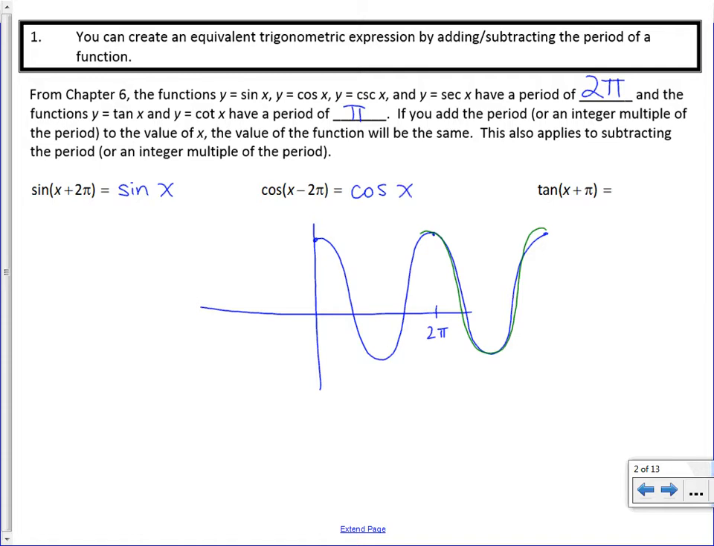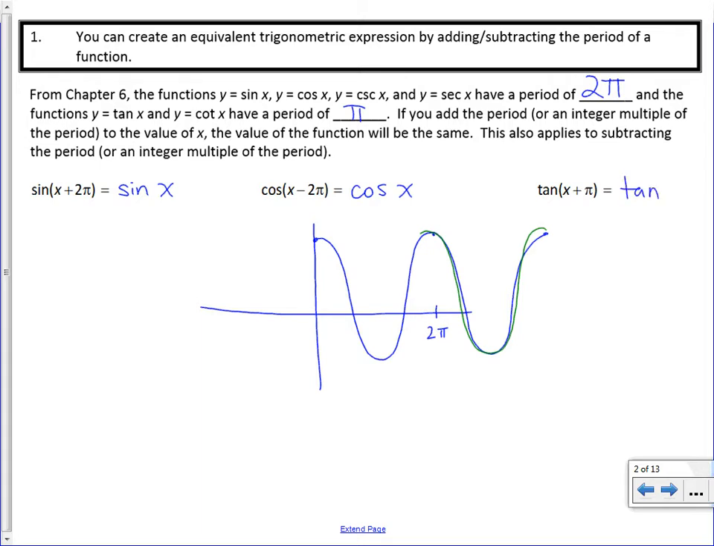So for sine, cosine, secant, and cosecant, it has to be a multiple of 2 pi, so all the even pi's would work. But for tan and cotan, what was the difference, guys? The period was just pi, so it can be any multiple of pi, including odd pi's, and you will get tan x.